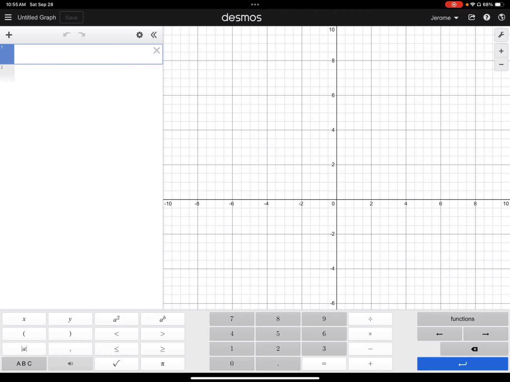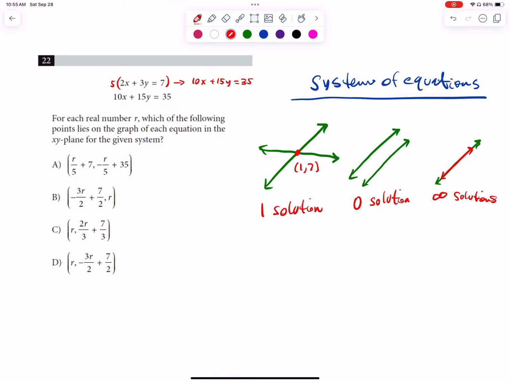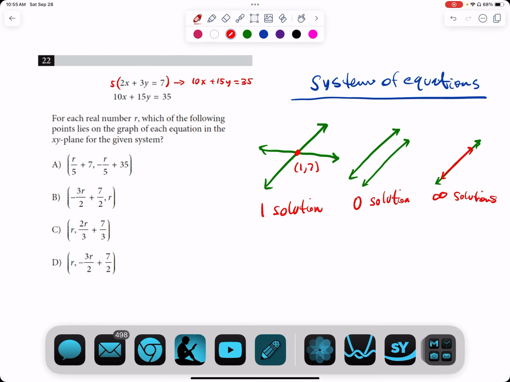So it did put them into a standard form, which is okay for the SAT version of Desmos because it'll accept it. I don't remember, so I'm going to have to take a look again. It was 2x plus 3y equals 7.